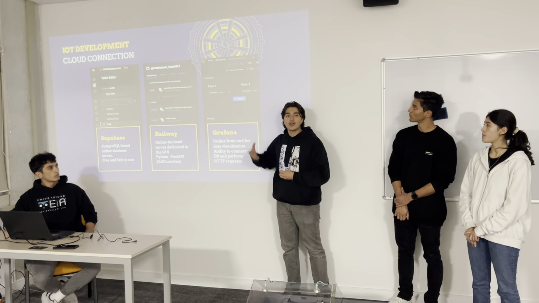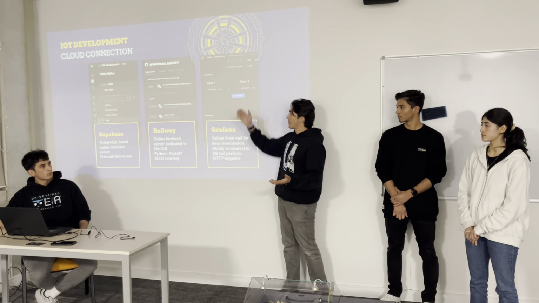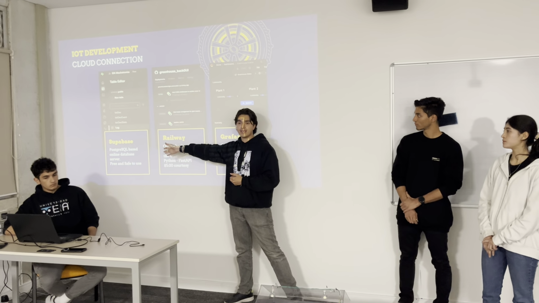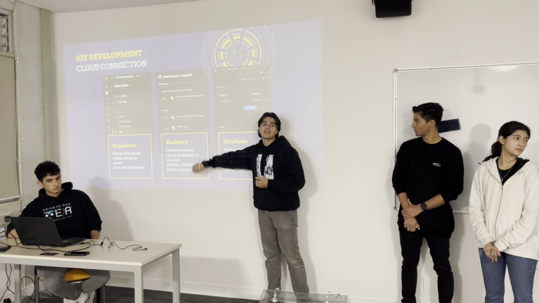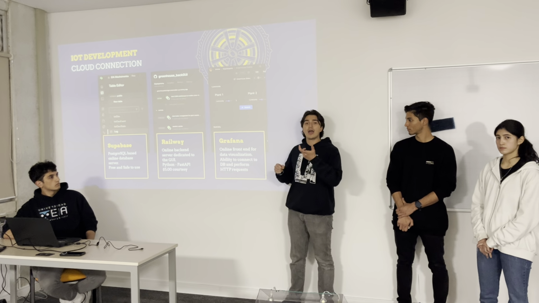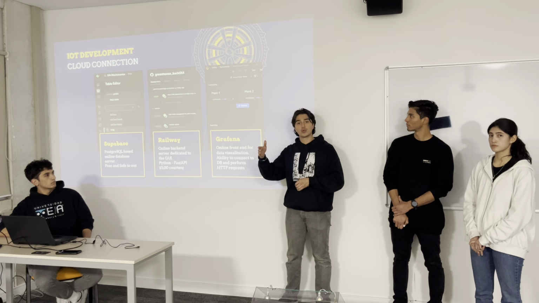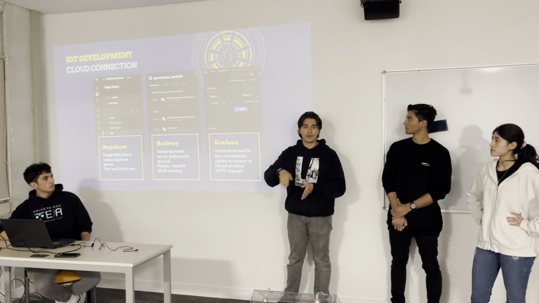The cloud connection is made out of 3 components. I already explained the local server, but the online server has the Supabase database, which is Postgres based, and a Railway backend, which will be used for the front end. This will allow the front end to query the database and obtain data without connecting directly to it.